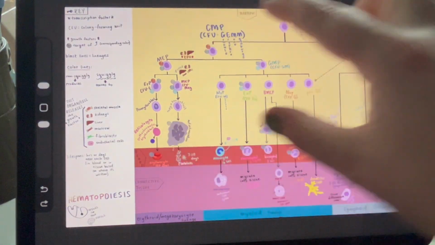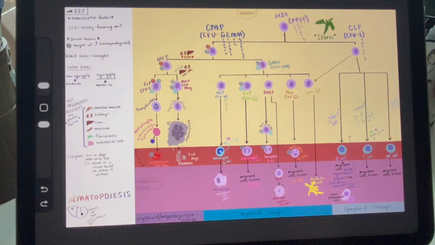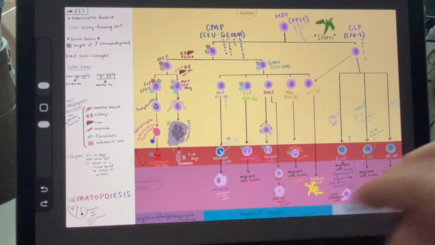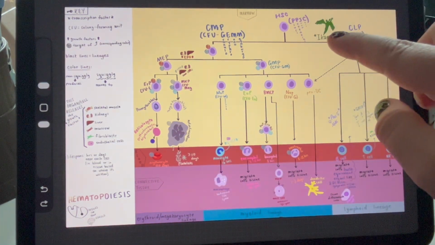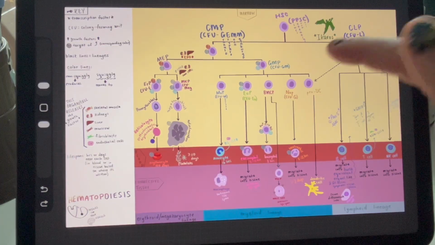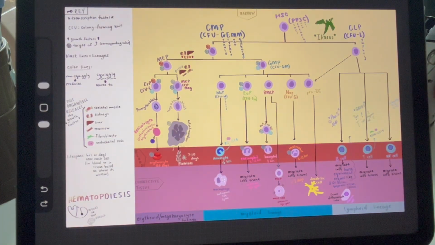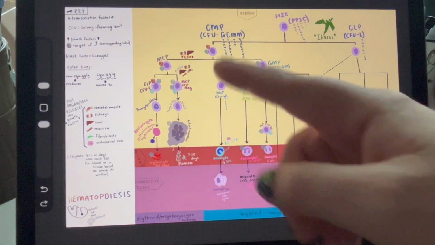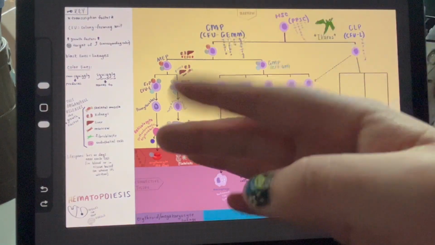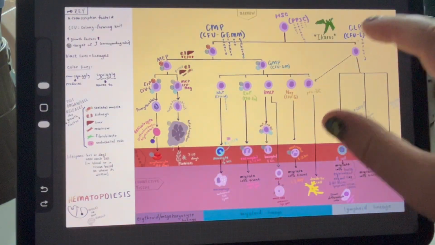You can see where differentiation is occurring in the bone marrow, and then where it's occurring in the blood, where it's occurring in the tissue, different lineages, and the different transcription factors that influence this differentiation, and the growth factors that stimulate the growth of these colonies that result.